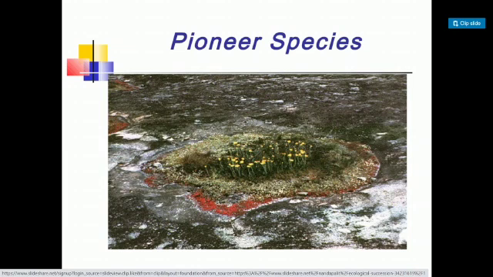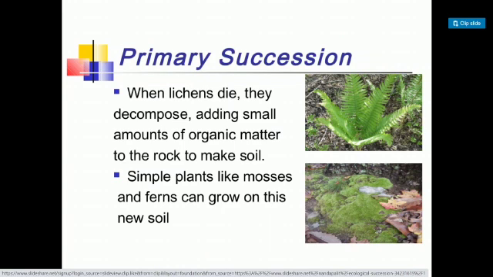Here you're watching a bare rock where no species was living ever before. The pioneer species are in the form of mosses and lichens, which are very simple plants and do not need soil and other complicated substrates for their growth. In primary succession, when lichens die, they decompose, adding small amounts of organic matter to the rock to make soil. So it's the beginning of succession on the bare rock. Simple plants like mosses and ferns, which are more complex compared to lichens, can grow on this new soil, even a small amount of it.